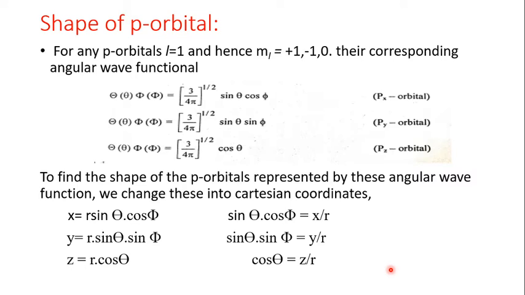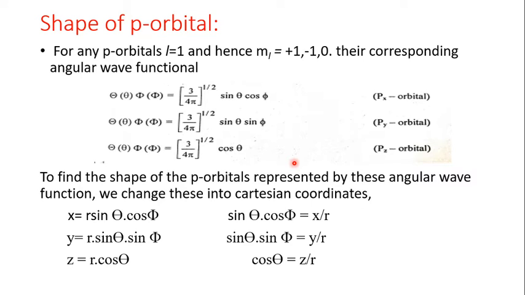So see, for the p orbital. For any p orbital, L is equal to 1 and hence ML is equal to plus 1, minus 1, 0. Their corresponding angular wave functions are like this. So it shows that it depends on theta and phi. For Px it is dependent on sin theta cos phi. For Py it is dependent on sin theta sin phi, and for Pz orbital it is dependent on cos theta.